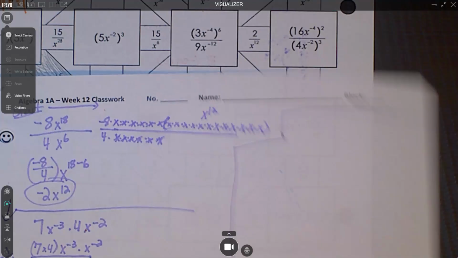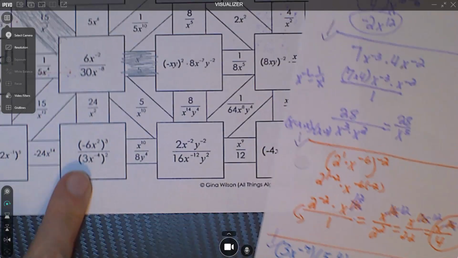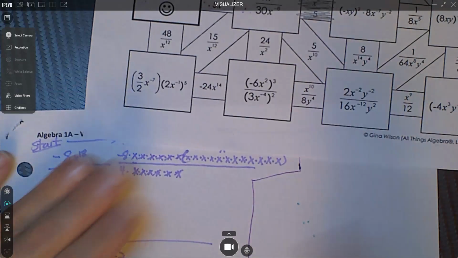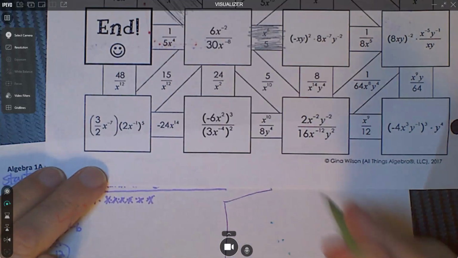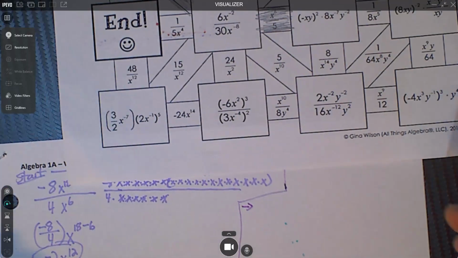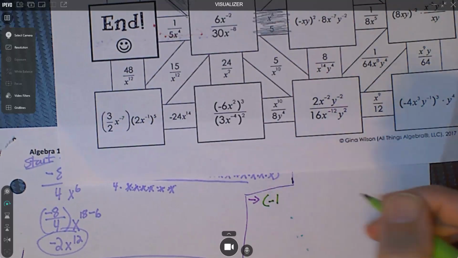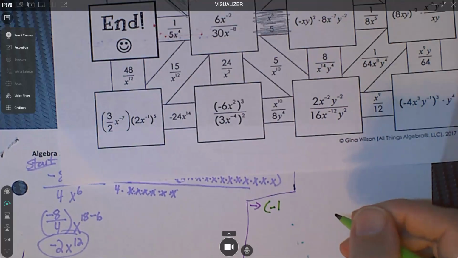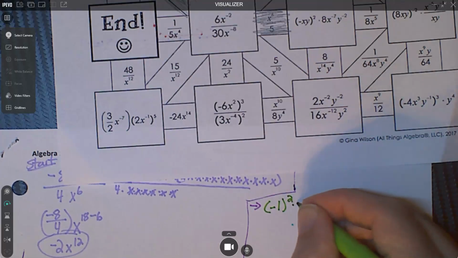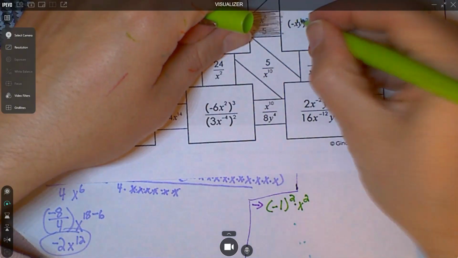Okay, we got the next one. Anytime there's a negative in there, it's a negative 1. Negative 1 squared times x squared, because these are both to the first power. Power to the power is multiply.